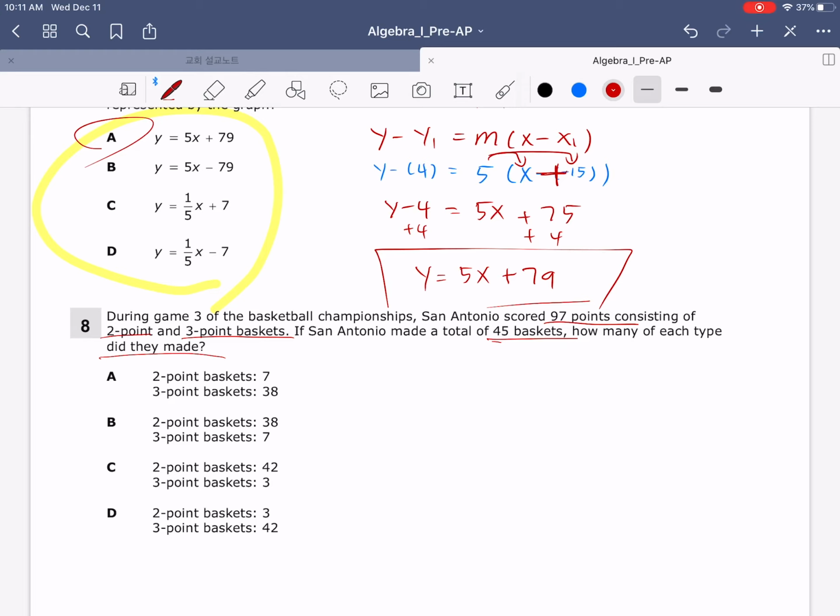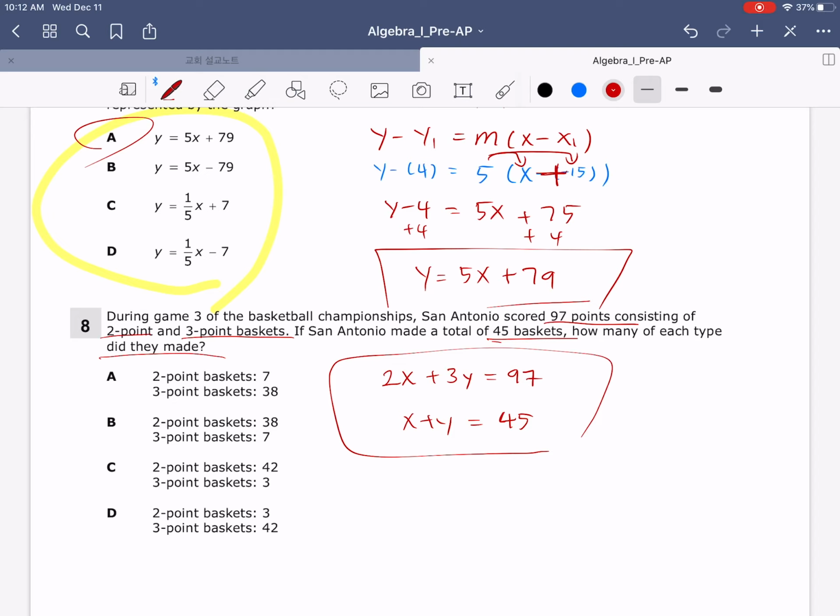If you know about basketball, there's a 2-point shot, and if you shoot it from far away, that's a 3-point shot. So we have a 2-point shot, but we do not know how many they made of this one, and we have a 3-point basket. The points add up to 97 here. And all together, x plus y, they made 45 baskets altogether. So that's how you set it up.